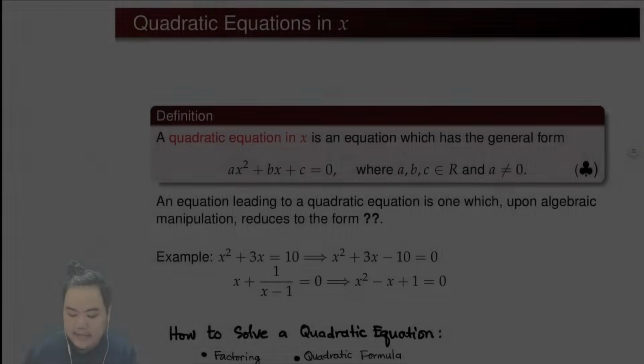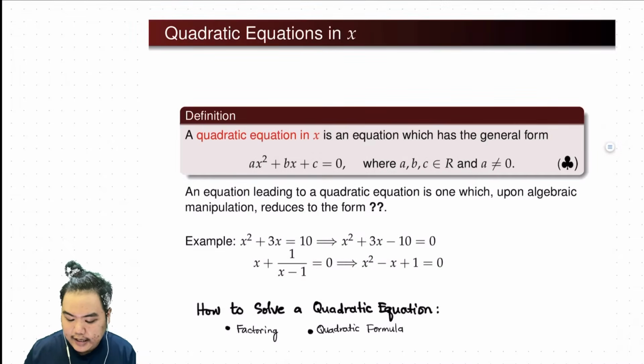So, pag sinabi natin quadratic equation in x, ito yung form niya. Okay, ax squared plus bx plus c equal to 0. Of course, a, b, c are real numbers. Tapos si a, bawal siya mag-0. Kasi pag nag-0 si a, linear na lang siya. Okay?